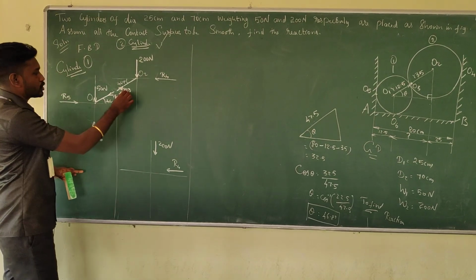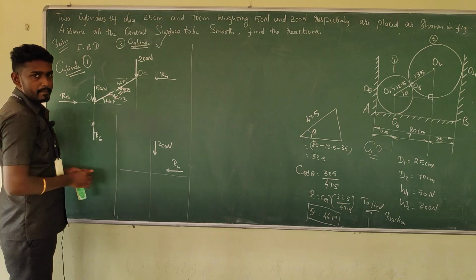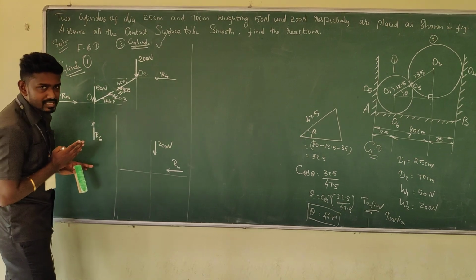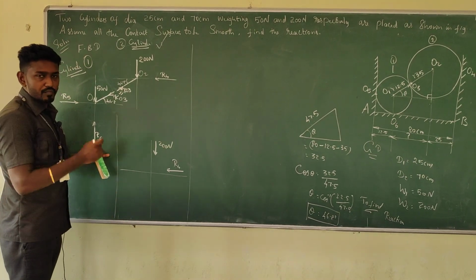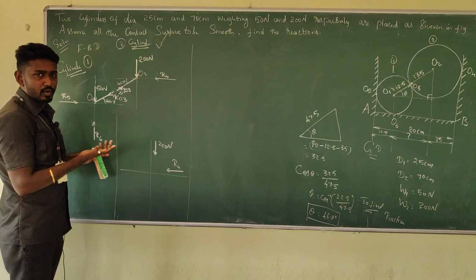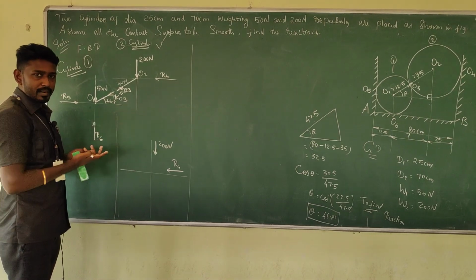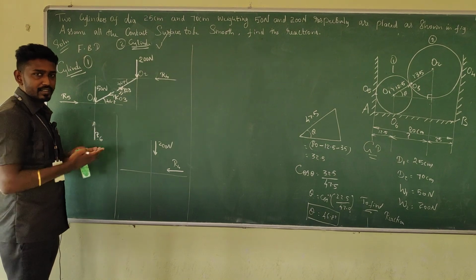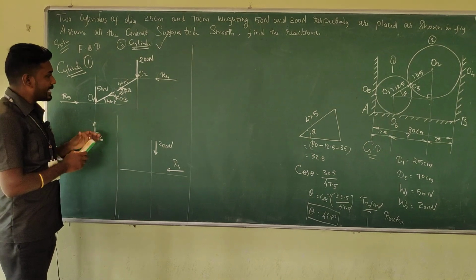When you are coming to the next one, R03, which is just an inclined force. So we know when you are having the inclined force, there will be 2 components, partially horizontal and partially vertical. We have to look for the direction.